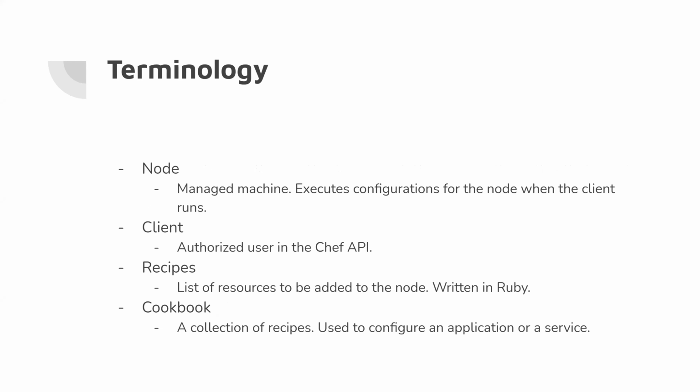Some terminology with Chef software includes node, client, recipes, and cookbooks. A node is a managed machine. It executes configurations for the node when the client runs. The client is the authorized user. Recipes are the list of resources to be added in the node, and it's typically written in Ruby. The cookbook is the collection of recipes, and it's used to configure an application or a service.